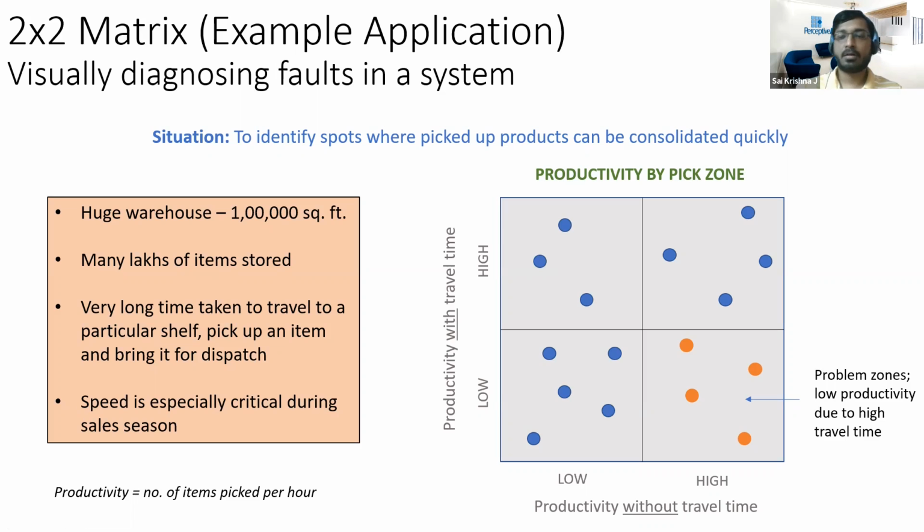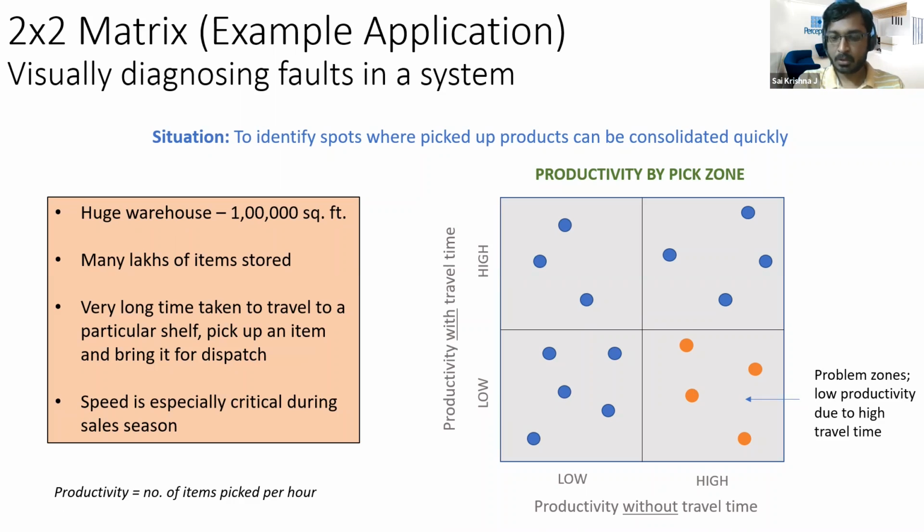Usually the warehouse layouts are prepared using CAD software, computer-aided designing tools, and we have an estimate of how much time it takes to travel from each pick zone or each shelf to the product dropping area, and also the distance from that pick zone to the product dropping area. Using this we can measure the time taken to travel from that picking area to the dropping area.